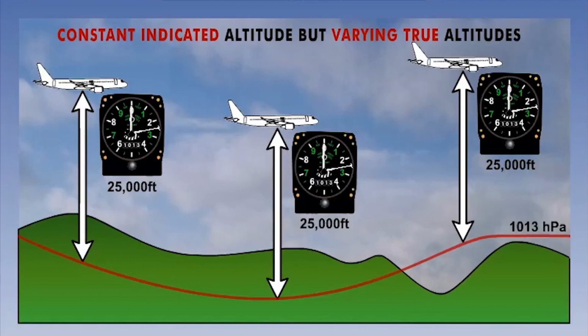Even when 1013 is set on the subscale and we are flying at high altitudes, we will still experience increasing or decreasing true altitudes as pressure varies horizontally. However, at such high altitudes, the change is almost insignificant.